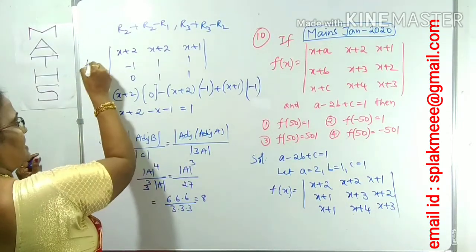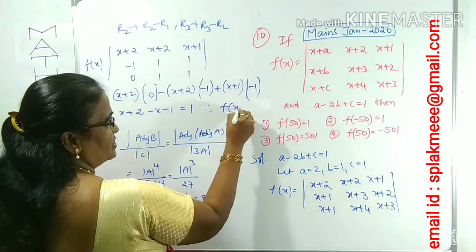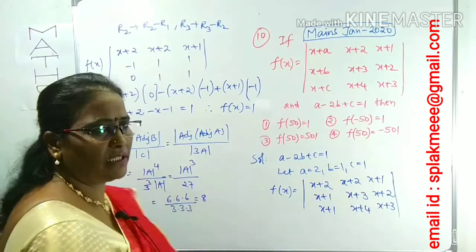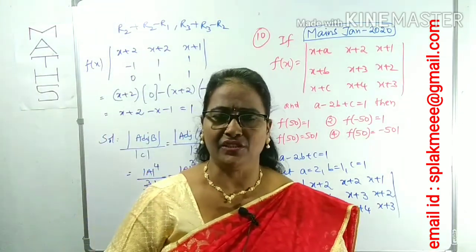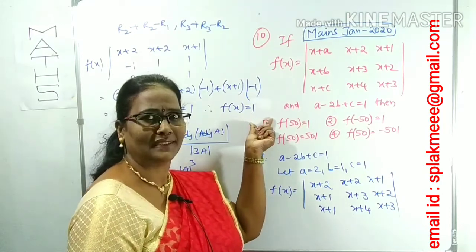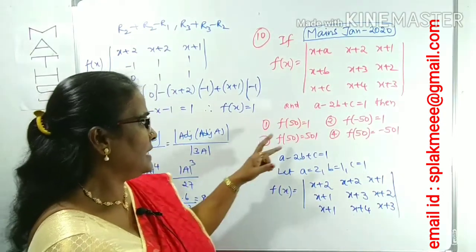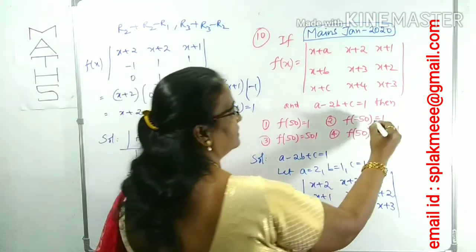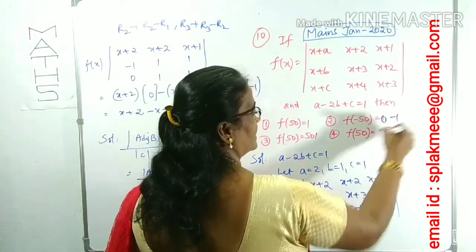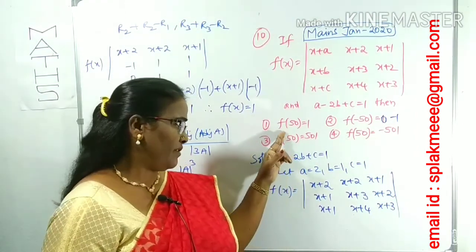What happened? X gets cancelled, 2 minus 1 is 1 will be left over. Simply, what is the f of x result? F of x is equal to 1. Therefore f of x equals 1. Means f of x is clearly a constant function. In place of x, if you substitute any value, it will become 1 only, right? According to the options, where is the 1? Here is minus 1. F of 50 is 1.